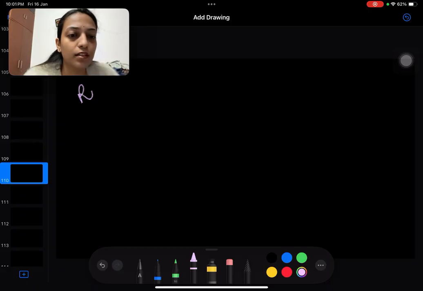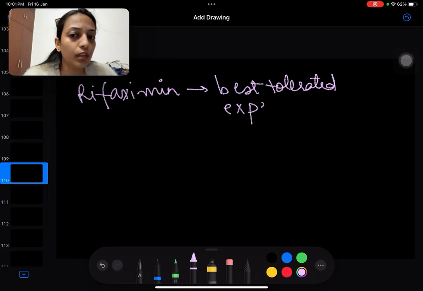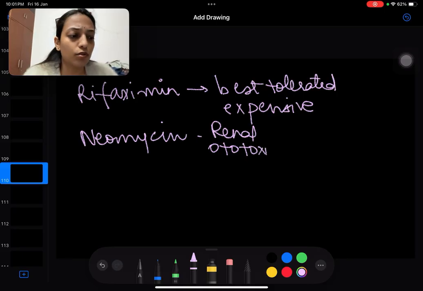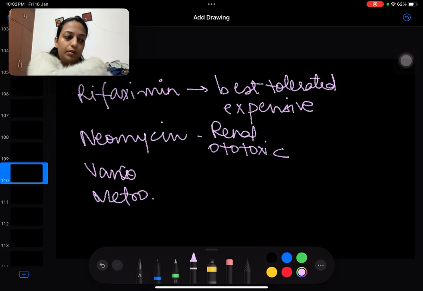Second is what? Rifaximin, 550 mg. It is best tolerated, but the problem with this is that it is expensive. Then what is there? Neomycin. Neomycin was given earlier, but since it is both nephrotoxic and ototoxic, now it is not being used, right? Vanco can be given, but it is rarely used because it is kept for pseudomembranous enterocolitis. And metrogel can also be given, but it is also kept.